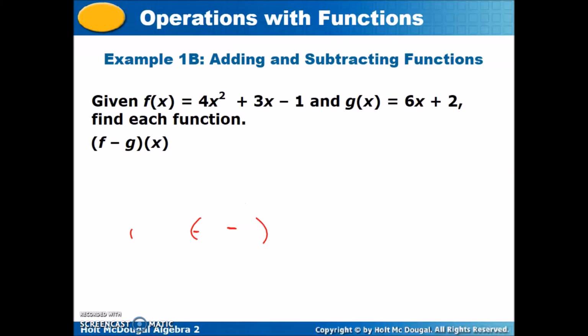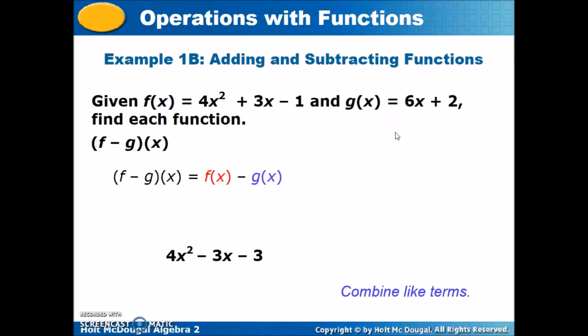Our next one is subtraction. So on this one, again, it says we're going to subtract g of x from f of x. So we're going to take this function and we're going to subtract from it the 6x plus 2. So once again, pause the video, go ahead and do this, and then come back to me when you're done.